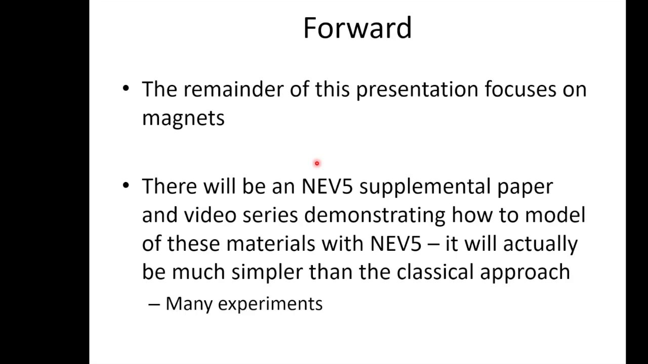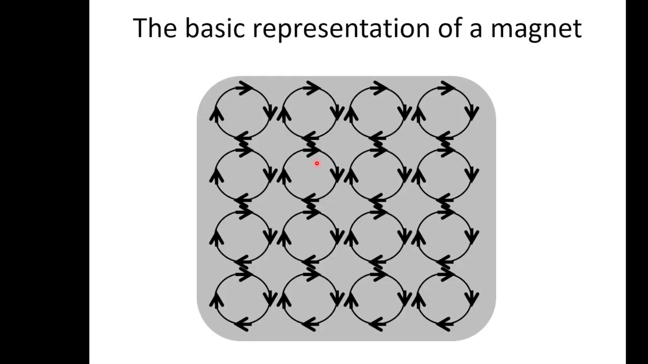Now it's going to be about 2 years out because there's a lot of stuff in the pipeline right now. And we're going to show you that it's going to be much simpler than the classical approach. And there will be experiments, most of which you'll probably be able to do at home. Okay, so let's get back to the basic representation of a magnet.